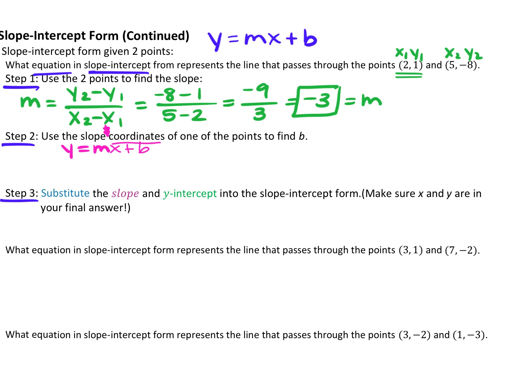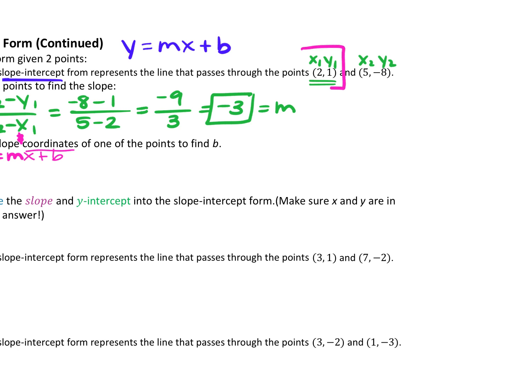What is important here is that you may pick whichever x, y you want, but it has to be the same point, not an x from one and a y from another, okay? So I can either use 2, 1, or I can use 5, negative 8. I cannot use 2 and negative 8. Does that make sense? So pick 1 point. I think 2, 1 is better numbers to work with, okay?